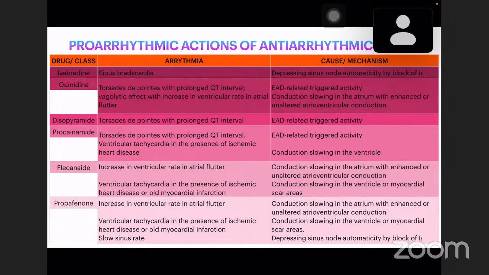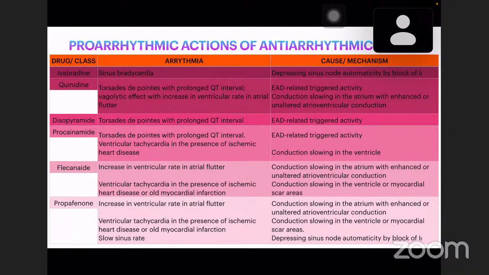This is because of the early afterdepolarization related trigger activity and conduction slowing in the atrium and enhanced, unaltered atrioventricular conduction. So disopyramide causes torsades de pointes or prolonged QT syndrome, and procainamide causes torsades de pointes and prolonged QT syndrome and ventricular tachycardia in presence of ischemic heart disease. So flecainide increases the ventricular rate in atrial flutter. Flecainide also causes ventricular tachycardia in presence of ischemic heart disease or old myocardial infarction.